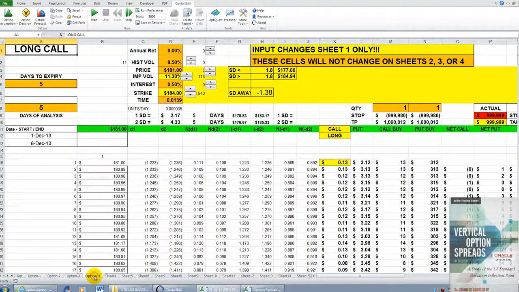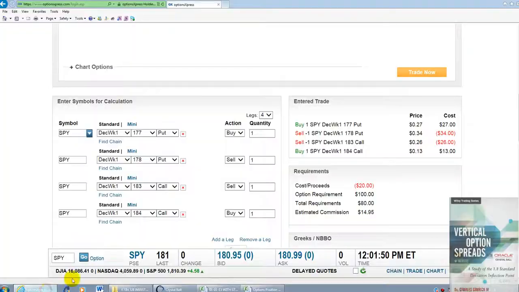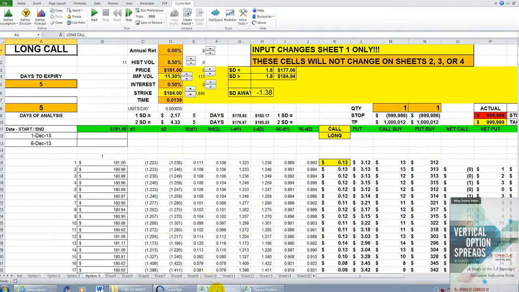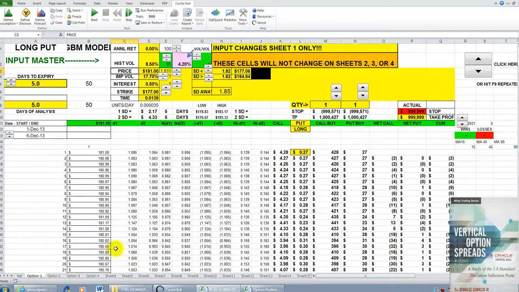And then finally, we'll go long the 184 call, and that's priced at 13 cents. Checking that, 13 cents, and we're covered. So at this point, for this trade, we have an iron condor set up. We have tab option 1, the long put, tab option 2, our short put, tab option 3, our short call, and tab option 4, our long call, set up to run a Monte Carlo simulation.